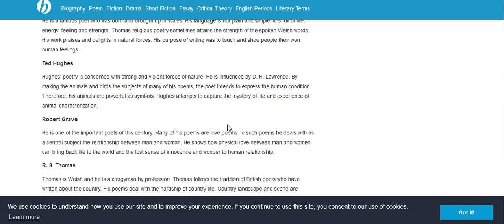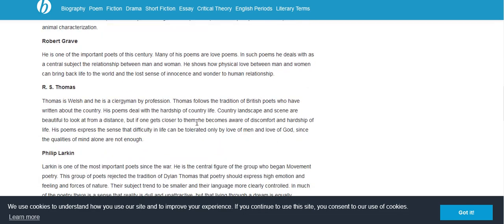and shows some underlying meaning through them. Robert Gray is one of the important poets of this century. Many of his poems are love poems. In such poems he deals with, as a central subject, the relationship between man and women. He shows how physical love between man and women can bring back life to the world and the lost sense of innocence and wonder to human relationship. So he deals with human relationship, especially man and women, the romantic one.